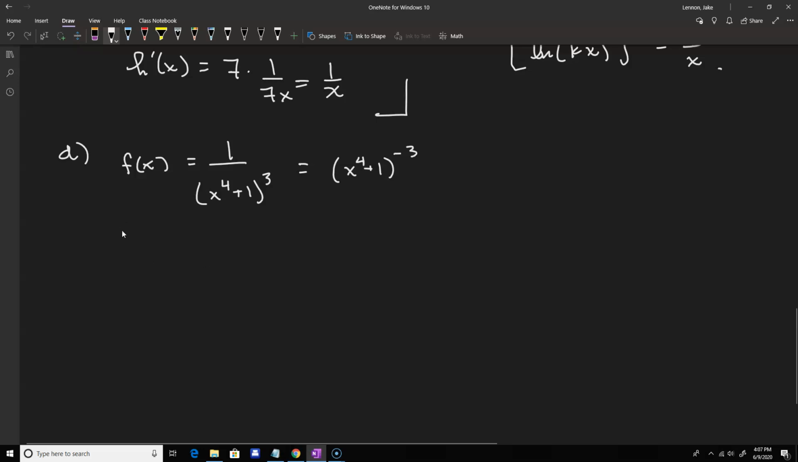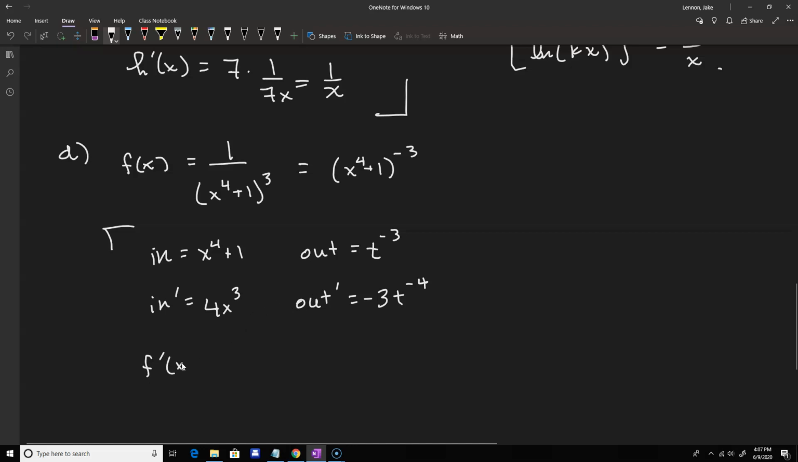So sometimes with products and quotients, you can actually just rewrite them using a chain rule and avoid having to use those formulas altogether. So here the inside is going to be x to the 4th plus 1. The outside is just going to be t to the negative 3rd power. And so the derivative of the inside would be 4x cubed, whereas the derivative of the outside is going to be negative 3t, and then subtracting 1 from the exponent, we get raised to the negative 4th.